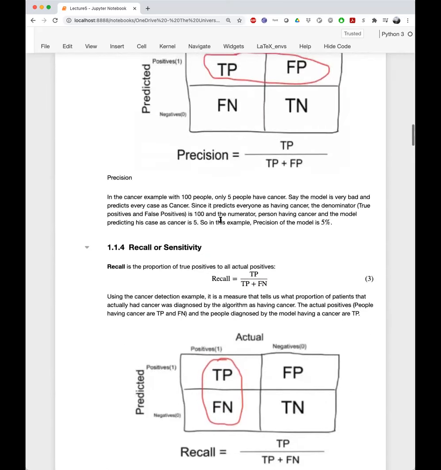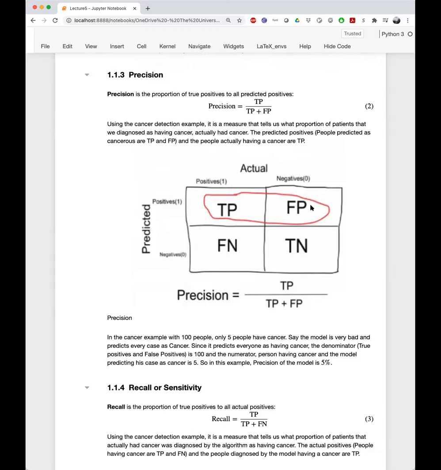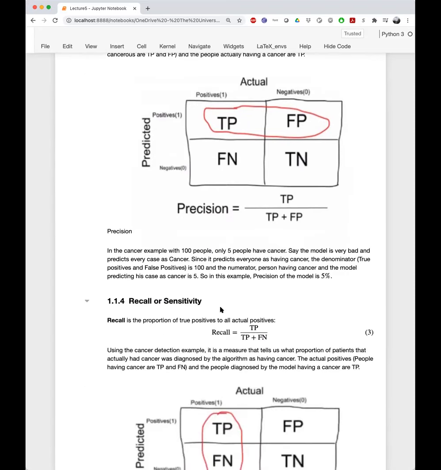For spam detection, you want to have fewer false positive cases. Fewer false positive cases means you have a higher precision. False positive here means it predicts an important email or regular email as spam. You don't want that case to happen. So you want to decrease FP and increase precision. In this case, you may want a model that has a higher precision.